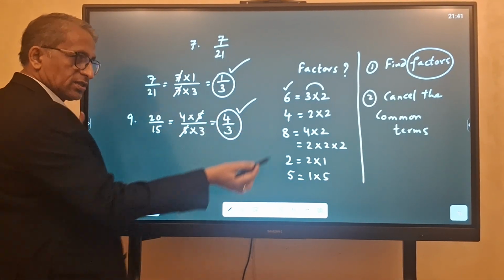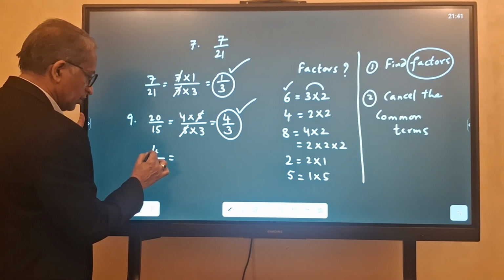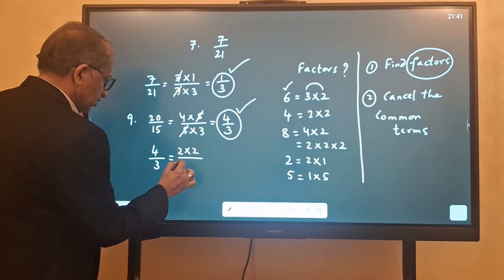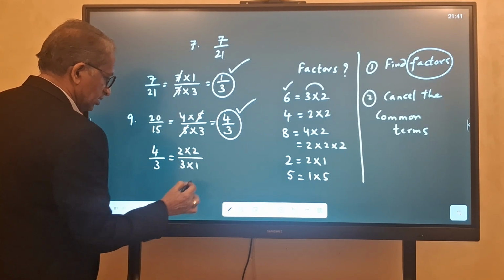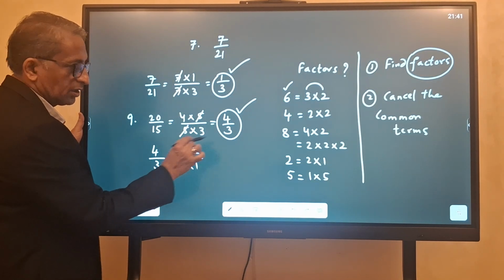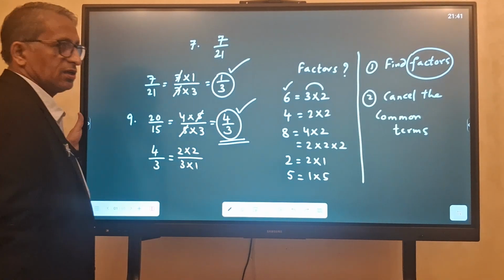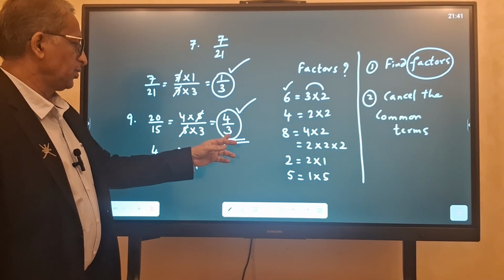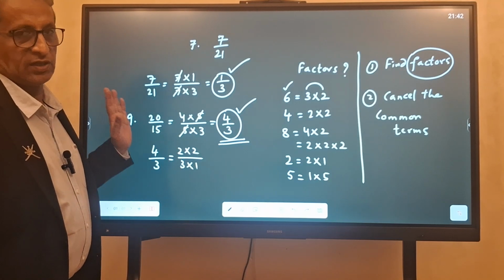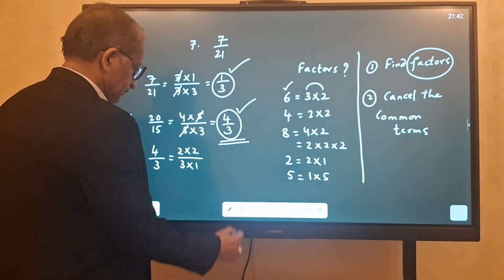I cannot do further simplification. The reason is, you can find the factors of 4, 2 and 2, and the factors of 3, 3 and 1. There is no common term, so no cancellation. Therefore, it cannot be simplified further. Therefore, 4 by 3 is the simplification of the fraction 20 by 15. So this is how we simplify the fractions.